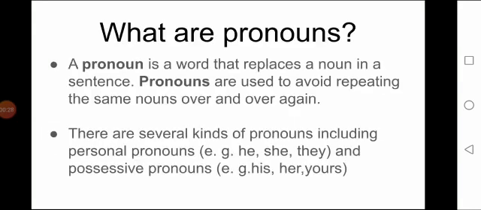Students, we have discussed pronouns time and again in our classroom, but now again we are going to recall it. What are pronouns? A pronoun is a word that replaces a noun in a sentence. Pronouns are used to avoid repeating the same nouns over and over again. So what does it mean? It means that a pronoun is a word that can replace a noun in the sentence, and we can use a pronoun instead of, in place of, a noun.